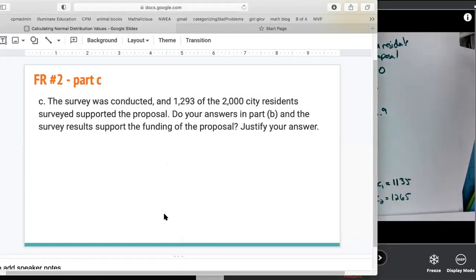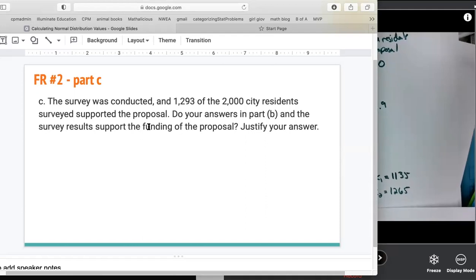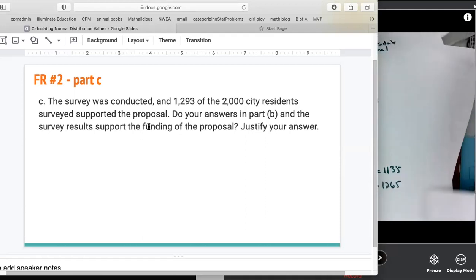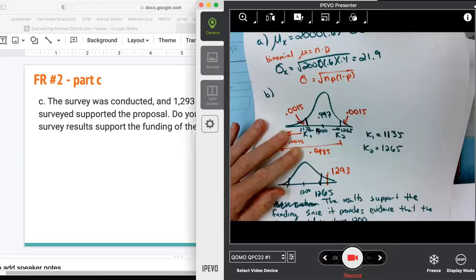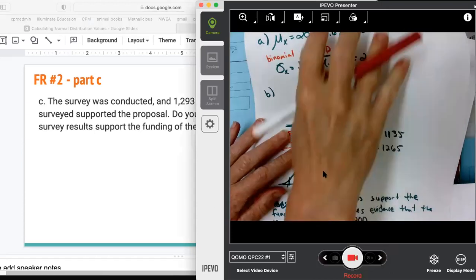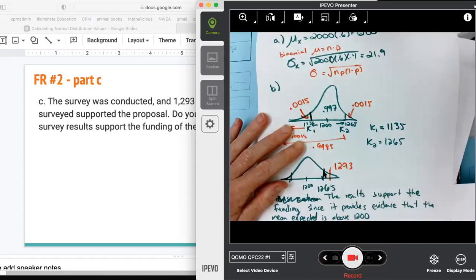The final question is basically setting up again for a hypothesis test. It says the survey was conducted and 1,293 of the 2,000 residents surveyed supported the proposal. Do your answers in part B and the survey results support the funding of the proposal? So again, this is a hypothesis test. I have a confidence interval, really. It could be like a 99.7% confidence interval because the area in between is 99.7%. So you could use either the language of the confidence interval or the hypothesis test.